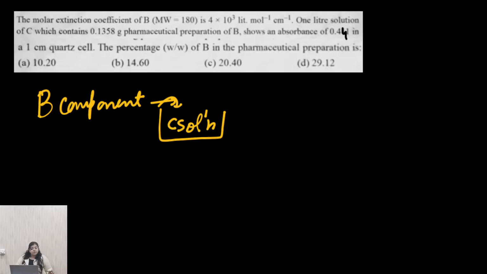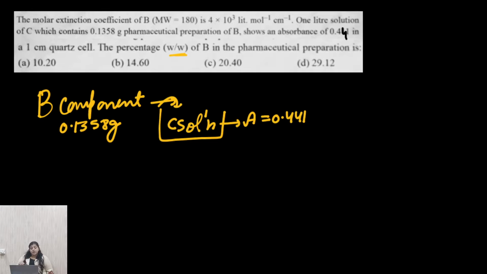That is 0.1358 grams. So 0.1358 grams of it they have added. For the solution that they prepared, they recorded the absorbance value, which they got as 0.441. This is the absorbance value. So they are asking us to find the percentage weight by weight. We added an amount of 0.1358, but the corresponding absorbance value that we are getting is 0.441.